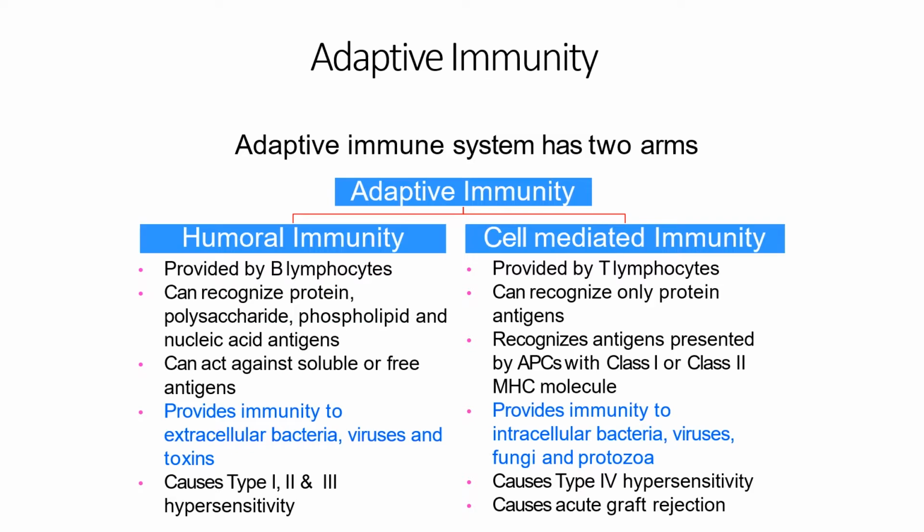Humoral immunity provides immunity to extracellular bacteria, viruses, and toxins, while cellular immunity provides immunity to intracellular bacteria, viruses, fungi, and protozoa. Humoral immunity causes type 1, 2, and 3 hypersensitivity reactions, while cellular immunity causes type 4 hypersensitivity and causes acute graft rejection.